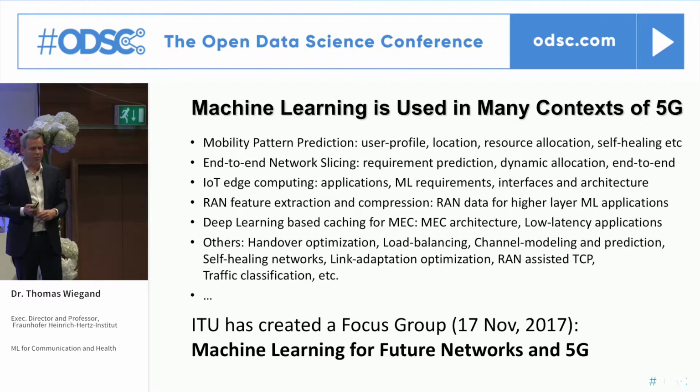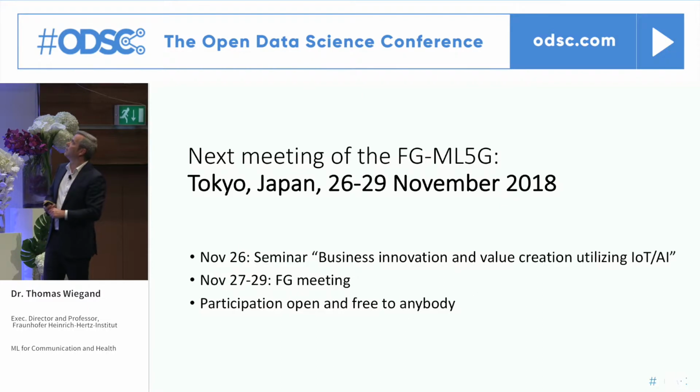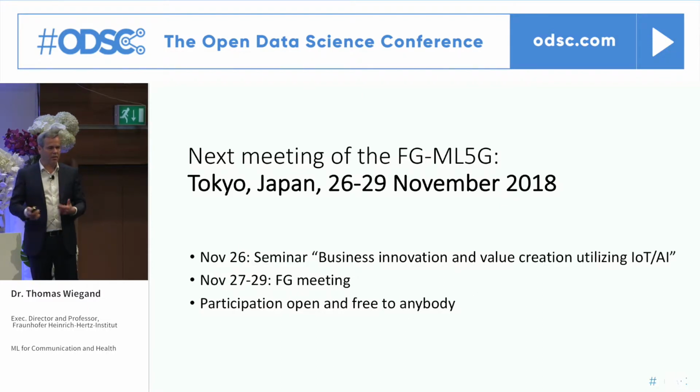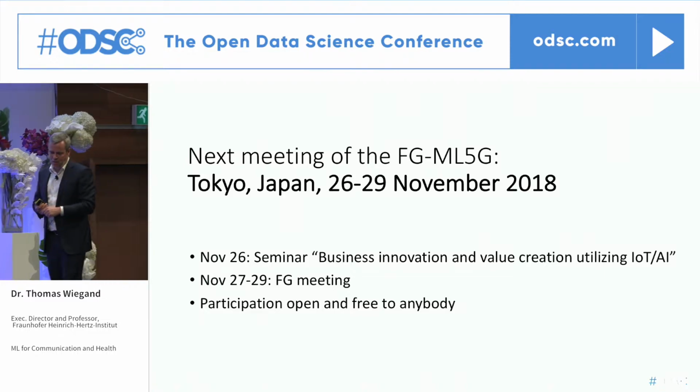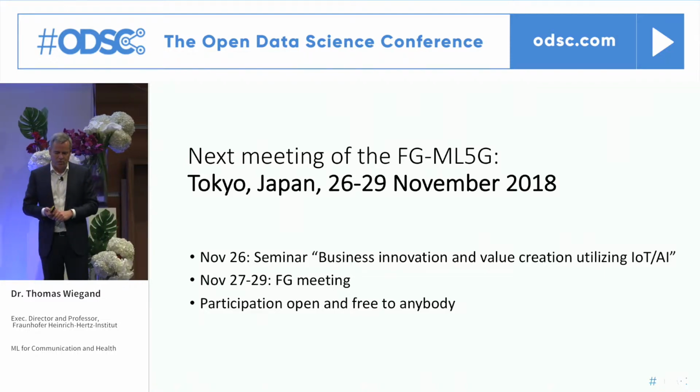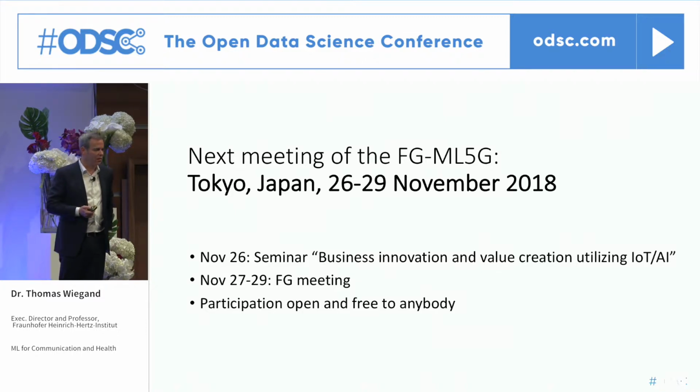So therefore, one of the steps to take it mainstream is that we have created a focus group in November last year. It's called Machine Learning for Future Networks and 5G, and it's open. You can attend, no charge. It's open to everybody. The last meeting was in Santa Clara at Intel. The next meeting is in Tokyo in Japan, 26th to 29th of November. And if you're interested, please go there.